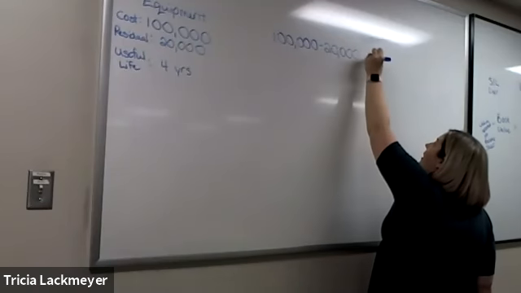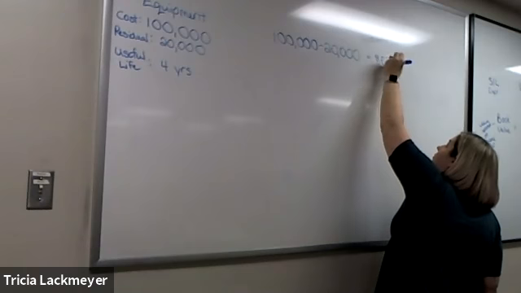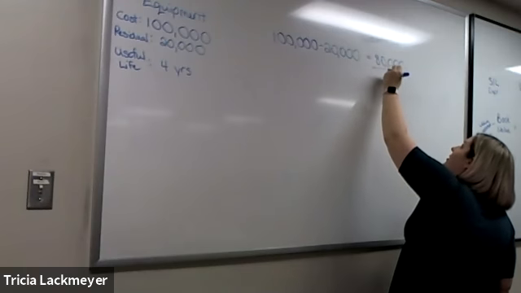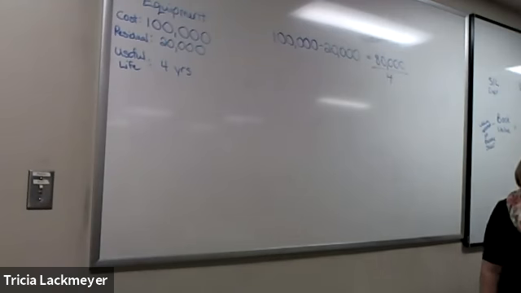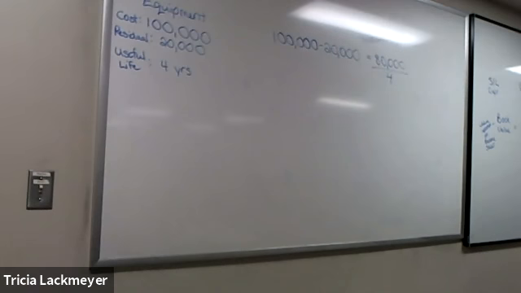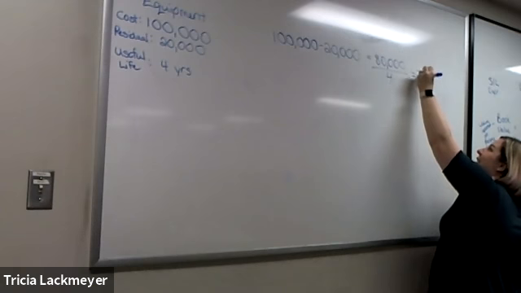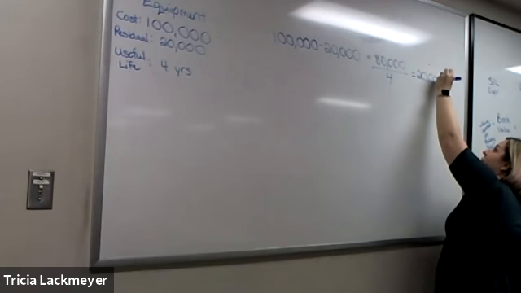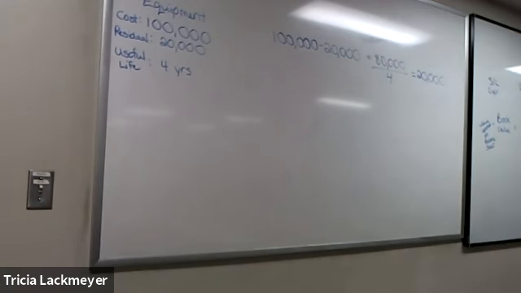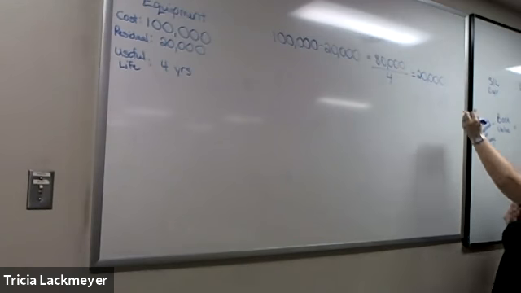That equals 80,000. And we divide by the useful life of 4 years. See how I made that one easy at least? So our depreciation each year is 20,000. Okay. That's my depreciation expense.